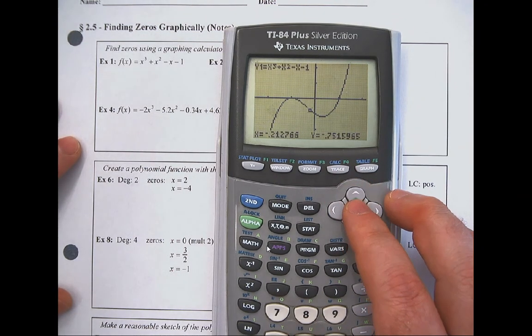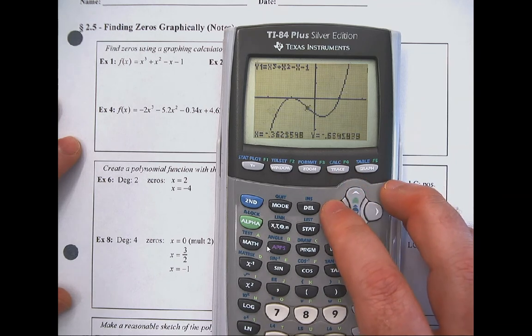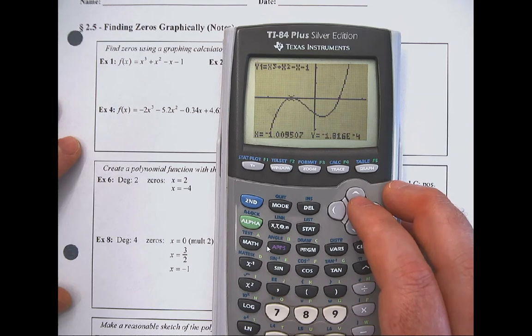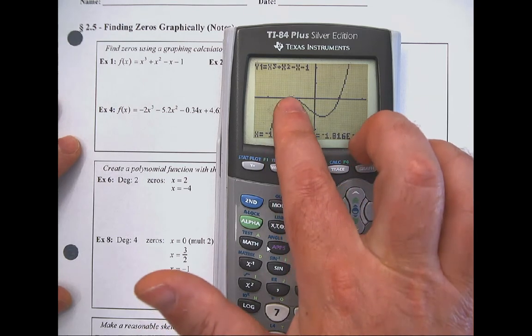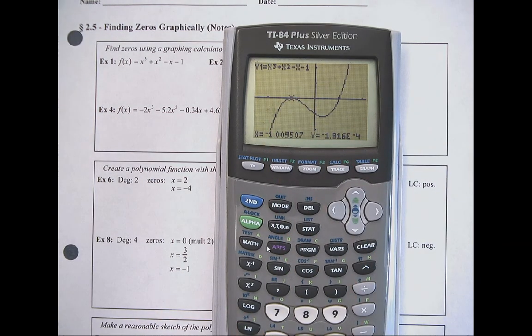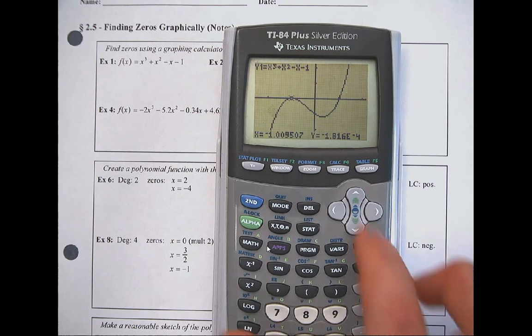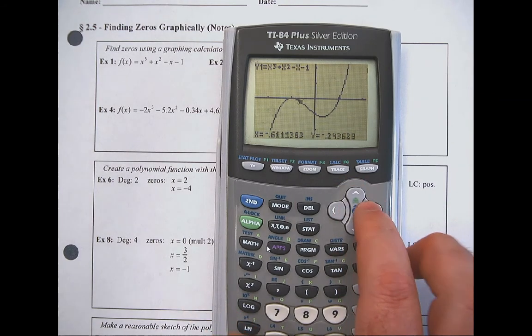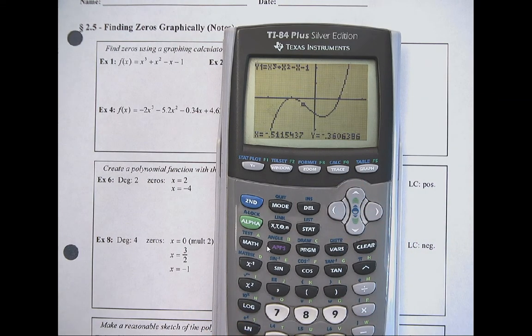Now the problem with trace, so I'm going to hit trace, is it can feel like you're at the spot, but you're not really. It feels like, hey, that's the number that I'm at. You aren't necessarily. Maybe that is, but it's not exactly that place. For us to guarantee that this is a 0, I'm not going to just move the cursor left and right. I'm going to type in the x value that I think it is. So I'm going to type in -1.